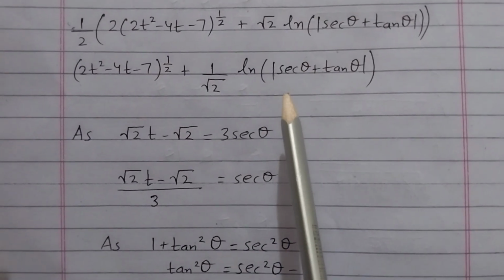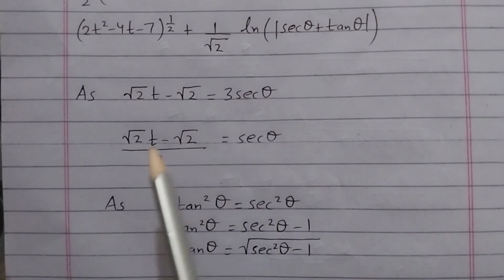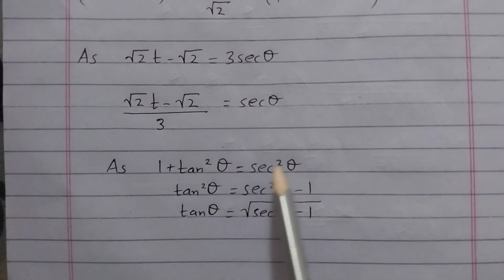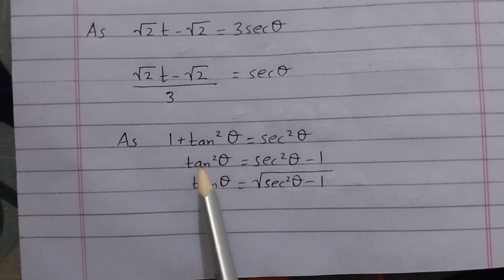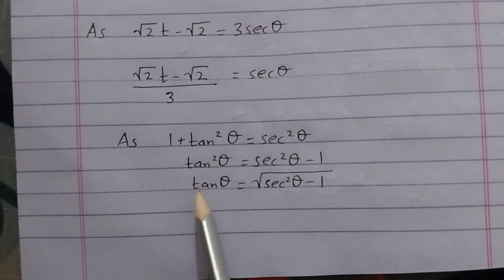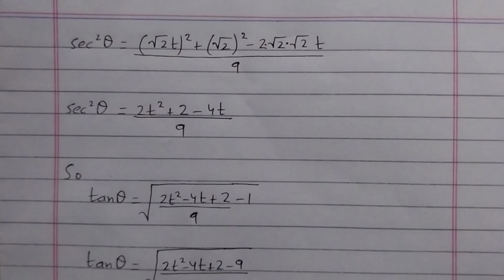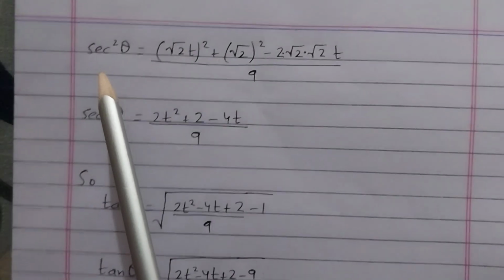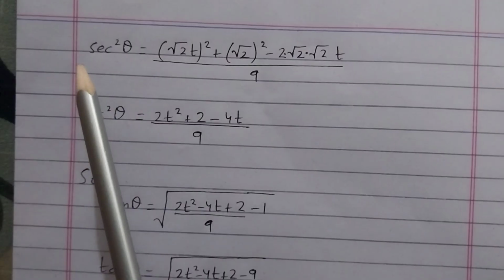So using the identity which I mentioned a few moments ago, we can also find the value of tan theta. So 1 plus tan square theta is equal to secant square theta. So tan square theta is equal to secant square theta minus 1. And we need the value of tan theta, so we need to take the square root of both sides of this equation. So tan theta is equal to square root of secant square theta minus 1. So we need to find the value of secant square theta, and we have the value for secant theta, which was square root 2t minus square root 2 over 3.